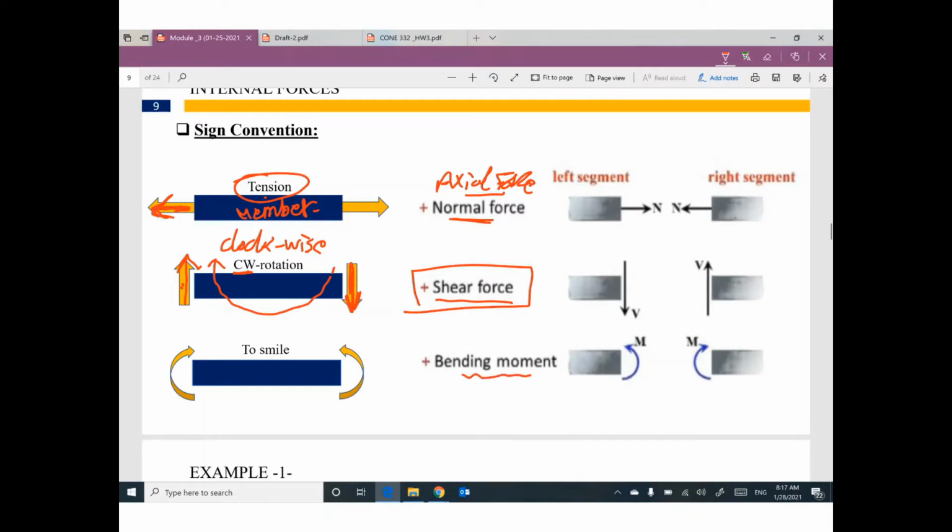For bending moment, we need to assume this moment to make this member smile. This moment and this moment would like to bend this member and make it smile. That makes sense? So please, when you assume axial force, assume tension. When you assume shear force, assume direction to make this member rotate clockwise. When you assume bending moment, assume direction to make this member smile.